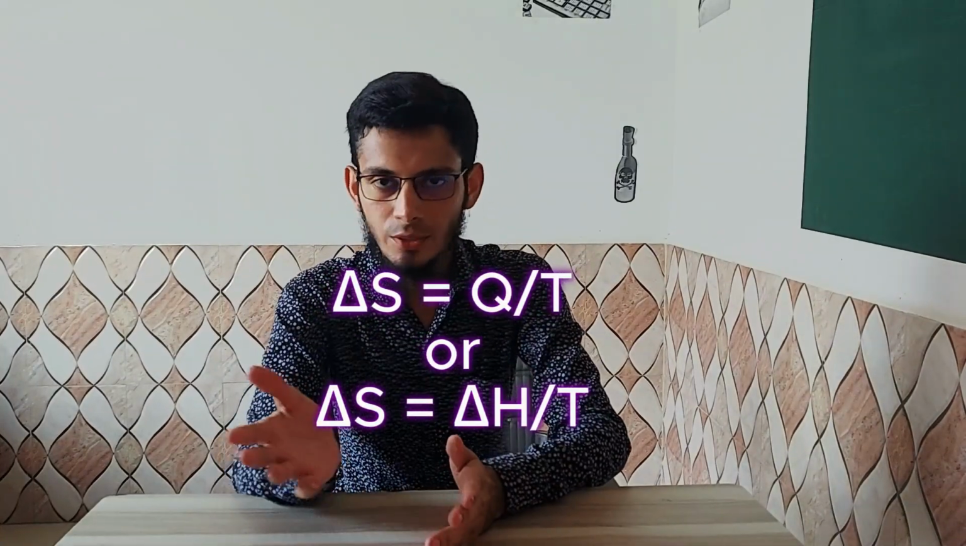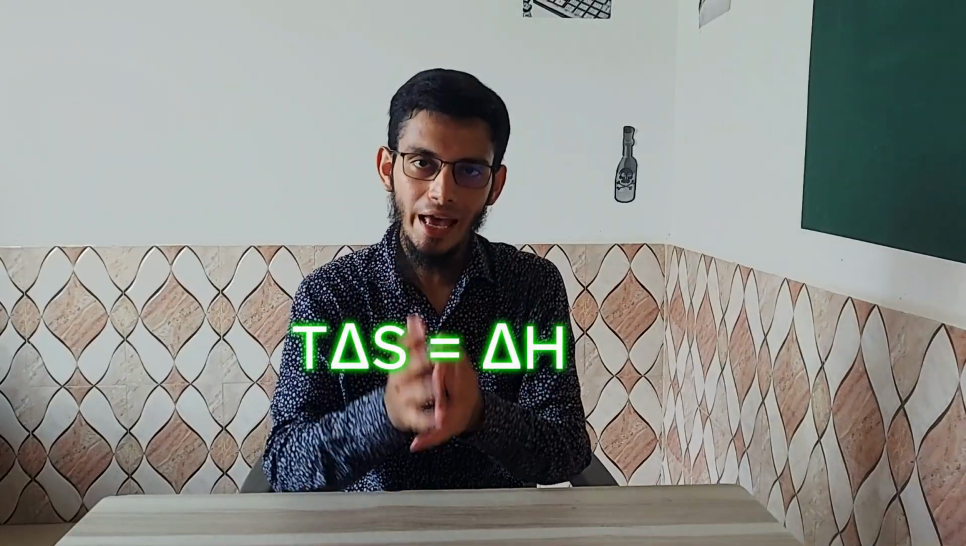We also know that delta S is equal to Q upon T, or delta H upon T. So T delta S is equal to Q, or delta H. So we can say that T delta S is heat. This heat is used to increase or decrease the entropy of the reaction. So we have to subtract T delta S from delta H to get the actual energy that is released or absorbed during the reaction, and we get delta G, which is the available energy, useful energy, or actual energy released or absorbed during the reaction.